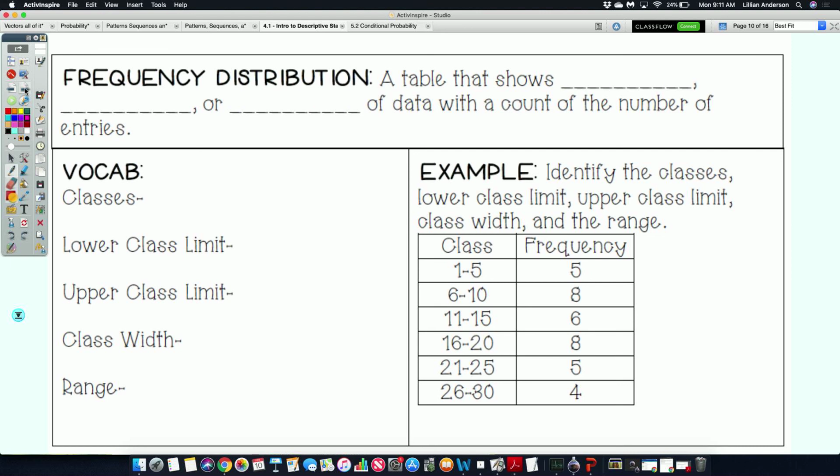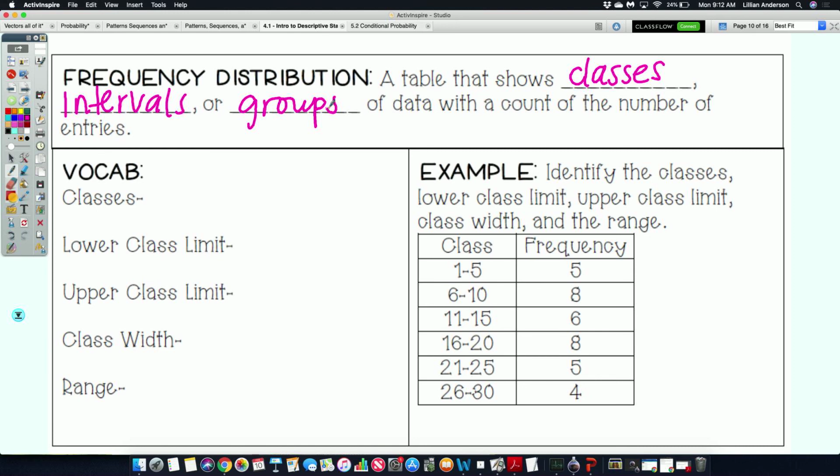If you notice, that is for definitely discrete data, data that can be individualized: 0 siblings, 1 sibling, 20 sweets in a packet. But for ones that aren't as simple, you have to create a frequency distribution. It is still very much a table, but the difference is that a frequency distribution shows classes, intervals, or groups of data with a count of the number of entries.